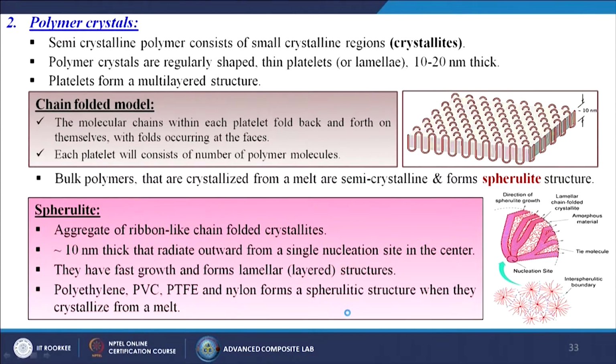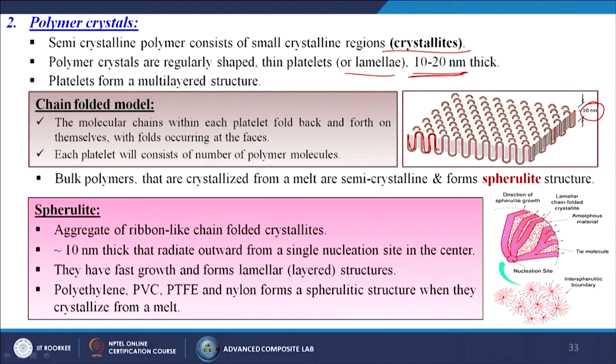What are polymer crystals? A semi-crystalline polymer consists of small crystalline regions, generally known as crystallites. Polymer crystals are regularly shaped thin platelets or lamellae, 10 to 20 nanometer thick, forming a multilayered structure. What is the chain folded model? The molecular chains within each platelet fold back and forth on themselves, with folds occurring at the faces. So, you can see that it has been folded at the faces. Each platelet will consist of a number of polymer molecules. Generally the thickness is around 10 nanometers.